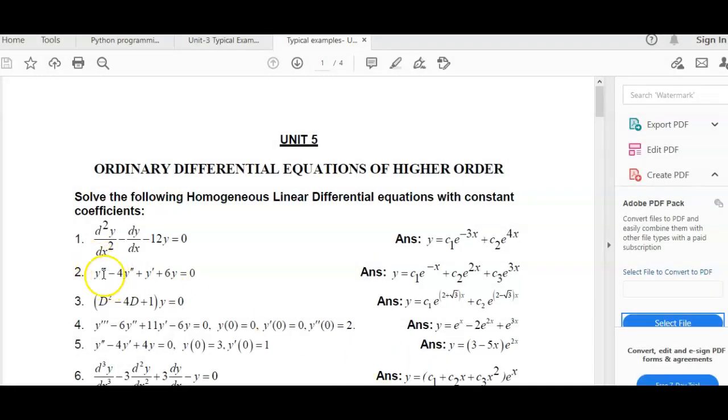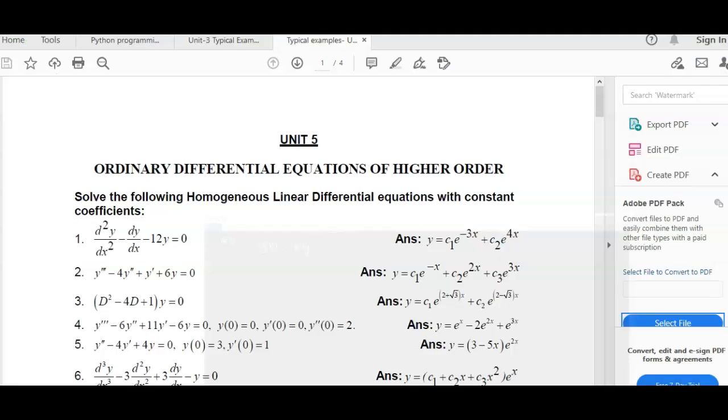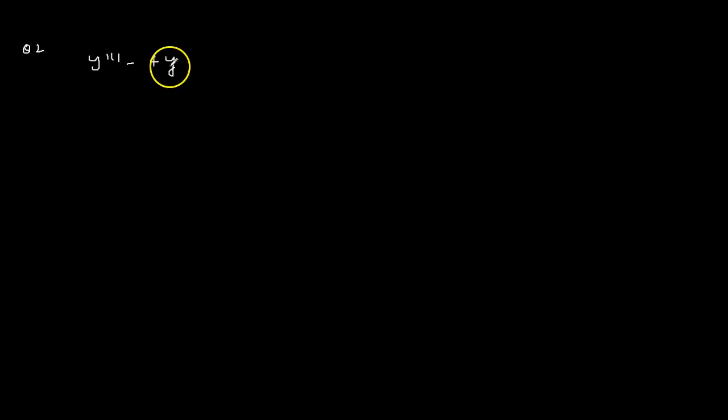So question number 2. You know how to find this when the power 3 is given. y triple dash minus 4y double dash minus y dash plus 6y is equal to 0. So the auxiliary equation is m cube minus 4m square minus m plus 6 is equal to 0.